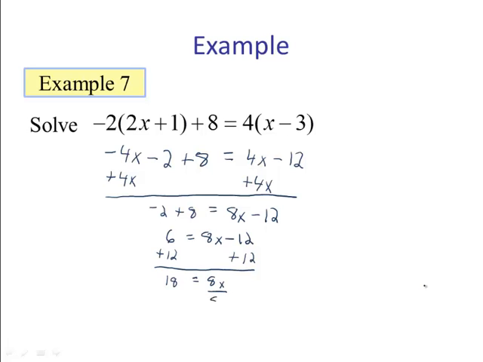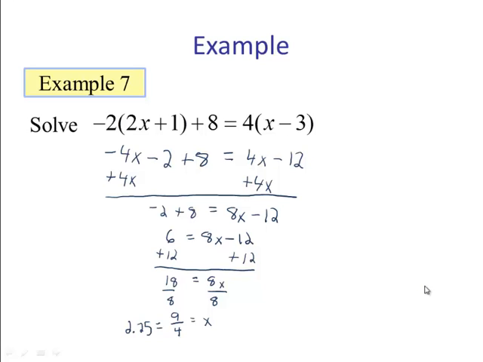And our last step is to divide by 8. And we have x is equal to 18 over 8, or 9 over 4. And 9 over 4 is a nice decimal. It's 2.25. To check this, I'm going to use the graphing calculator.